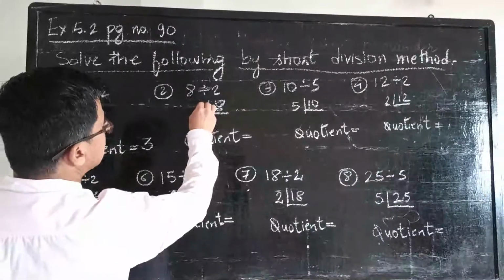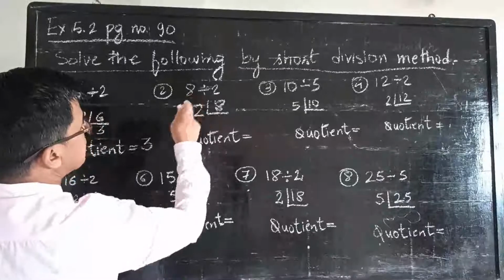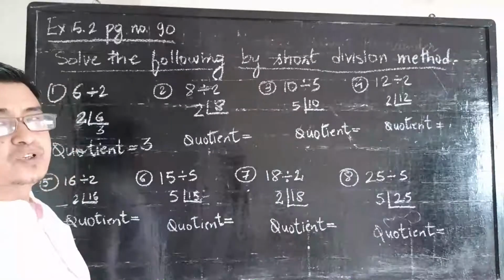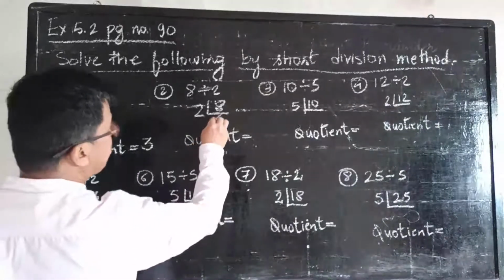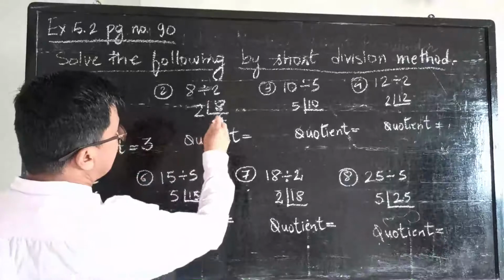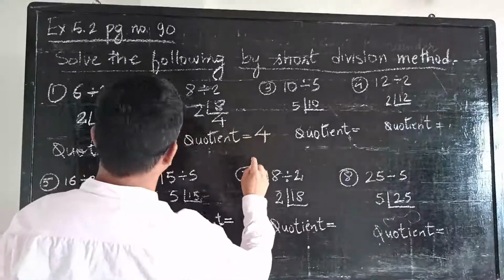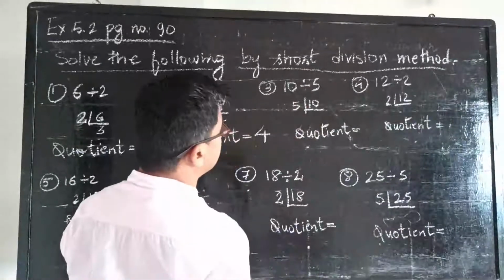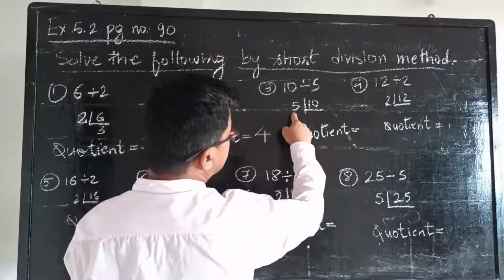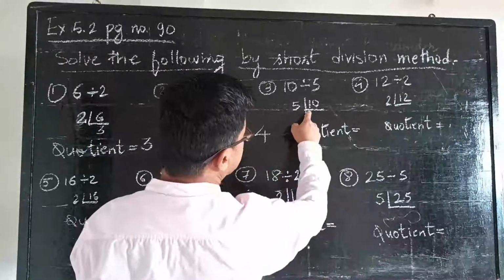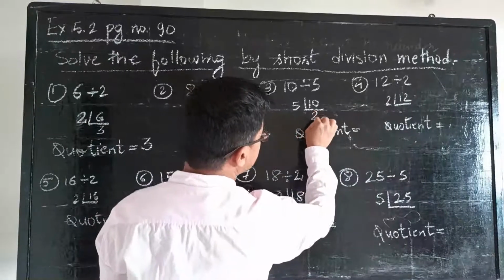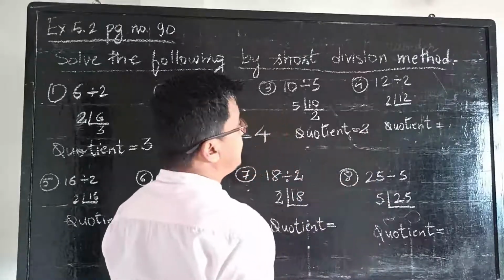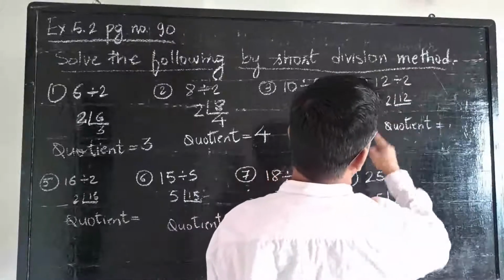Number 2: 8 divided by 2. 8 is the dividend, 2 is the divisor. 2 ones are 2, 2 twos are 4, 2 threes are 6, 2 fours are 8. 4 is the quotient. Number 3: 10 divided by 5. 5 is the divisor, 10 is the dividend. 5 ones are 5, 5 twos are 10. Quotient is 2.